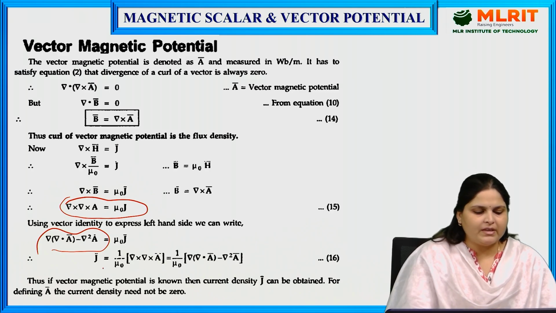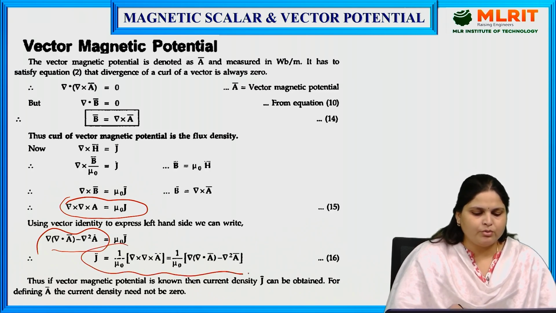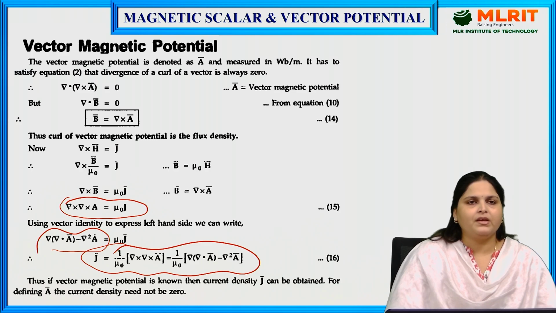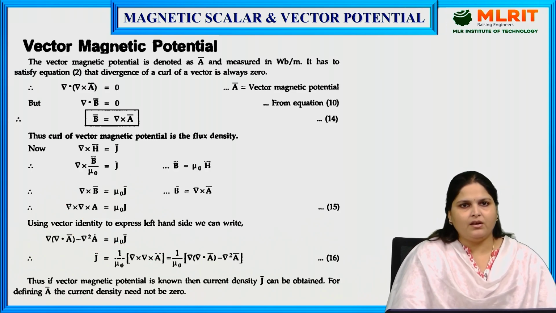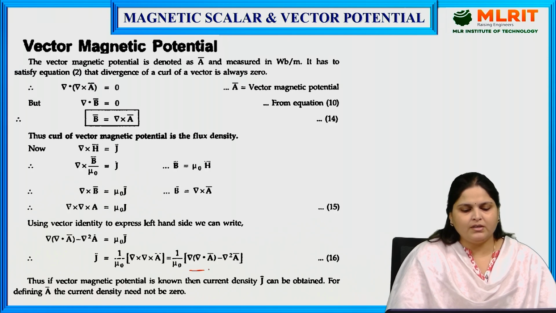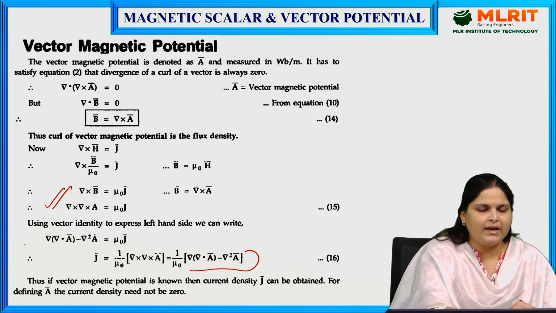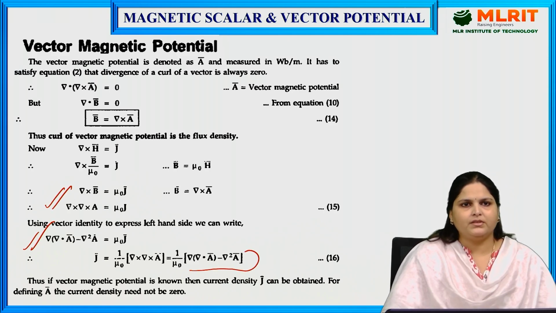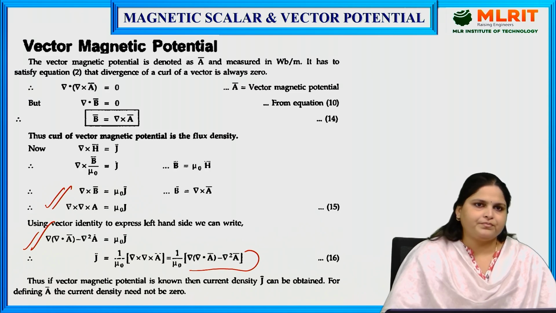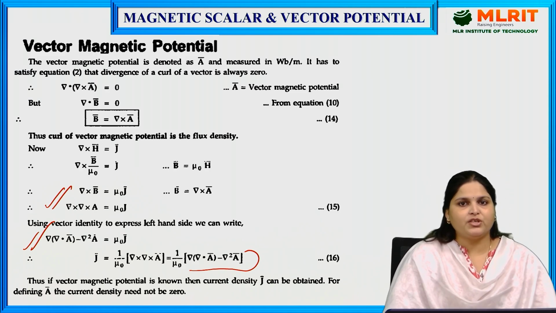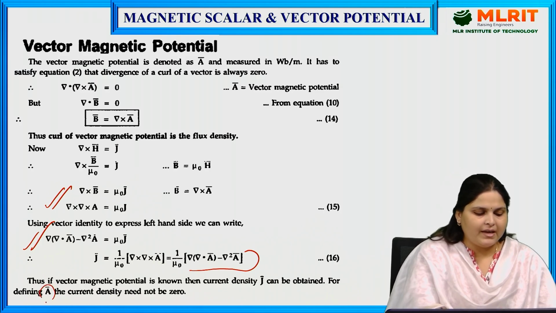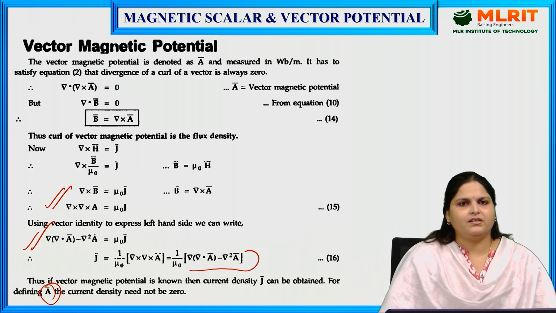Then J we can write as 1 upon mu naught times del cross del cross A. We can use this formula as well as the earlier one. So if the vector magnetic potential is known, then current density J can be obtained. And for defining A, the current density is not required to be 0.